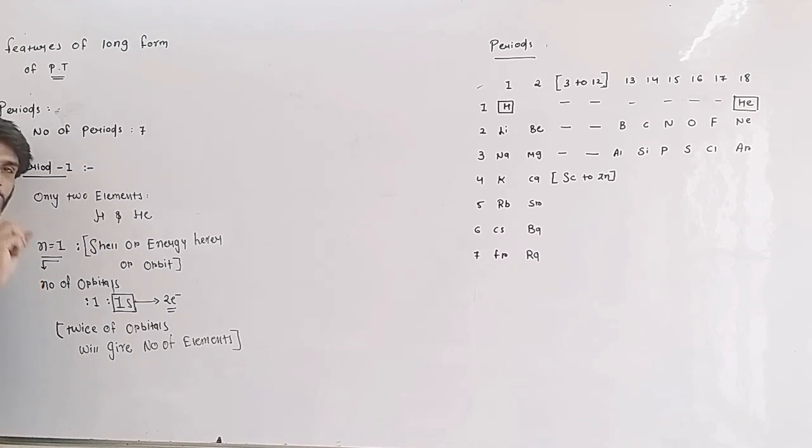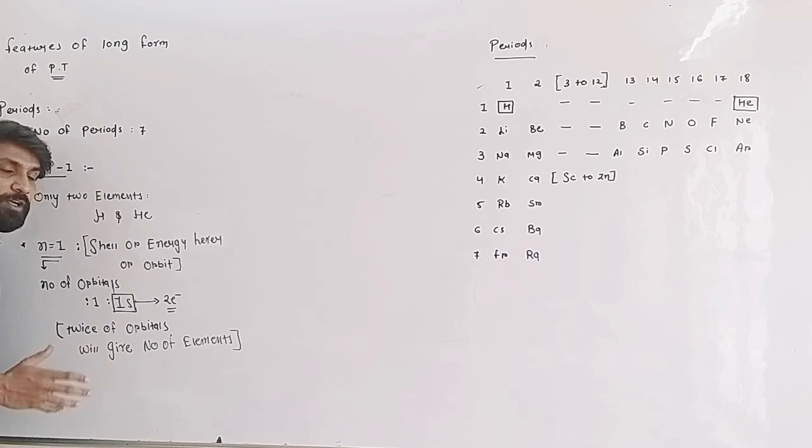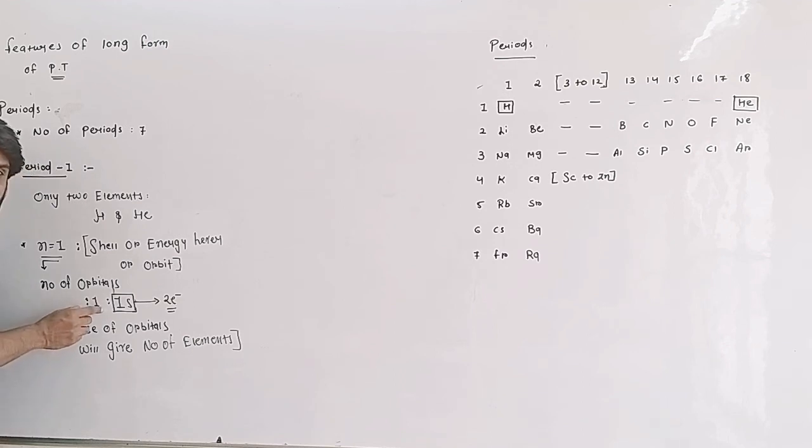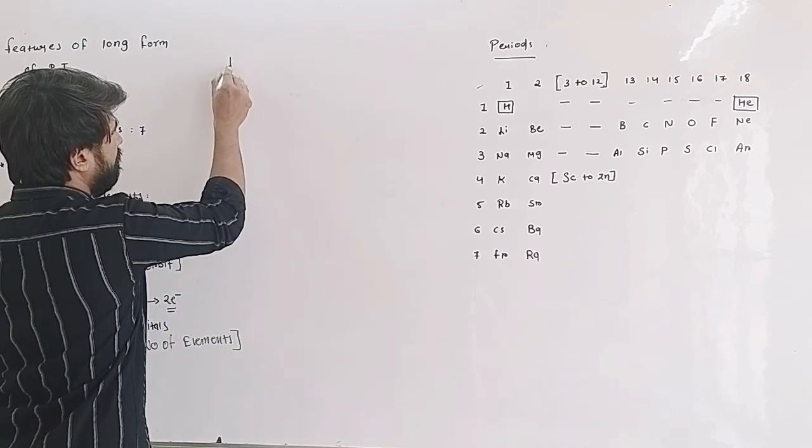So we can see that in n equals 1, only one orbital is present. Which orbital? The 1s orbital. That is why it has 2 elements. Are you getting me? The number of orbitals decides the number of elements, twice the number of orbitals. One orbital is present, that is why 2 elements are present, hydrogen and helium. Is it clear? Chalo. Second period, period number 2.